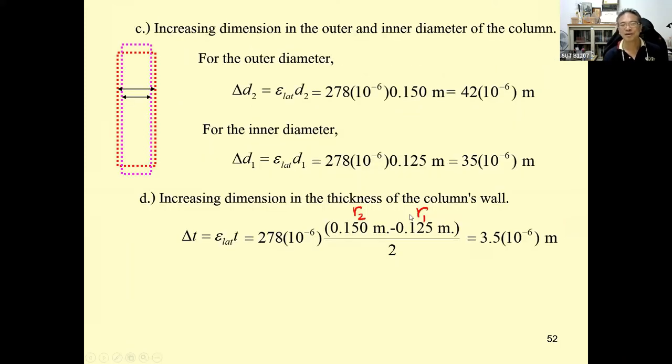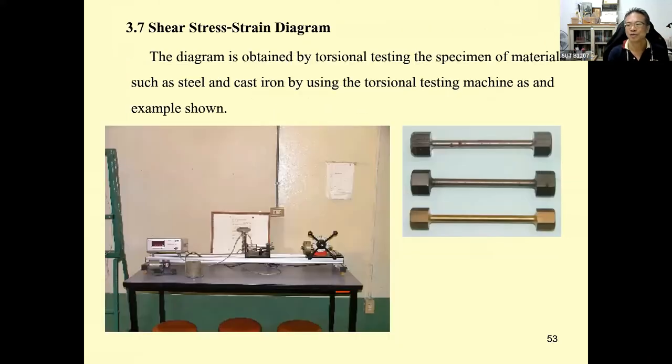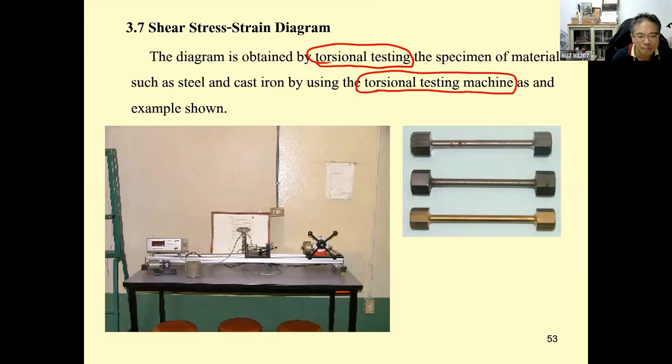And also, you're going to have another laboratory, both the civil engineering student and the ME student. The CE student has the laboratory on the torsional test, using a torsional testing machine over here. You put your specimen over here, and when you rotate this one, your specimen will twist.